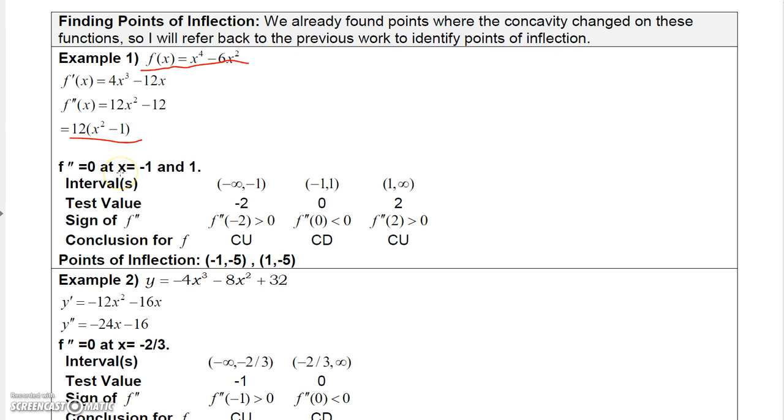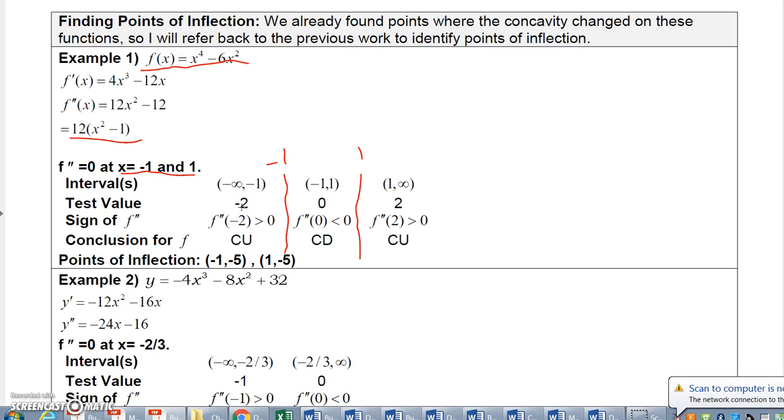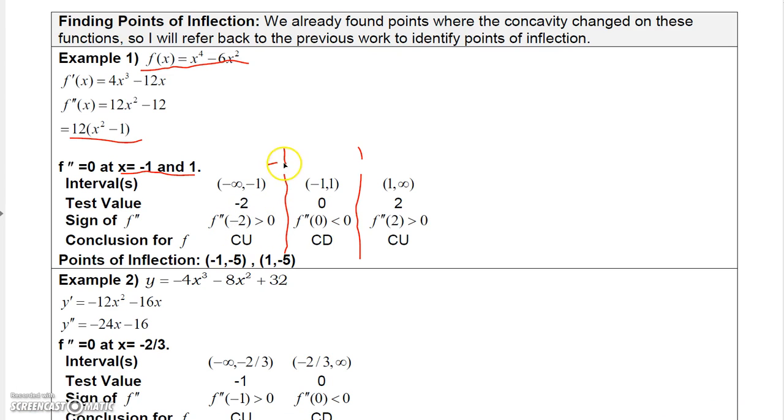So basically, your second derivative is 0 at -1 and 1. So we break the x-axis at -1 and 1. Okay, and then if you check to the left of -1, you'll see that the second derivative is positive, but just to the right of -1, the second derivative is negative. So since the sign of the second derivative changes at -1, that means at x = -1, I'm going to get a point of inflection.